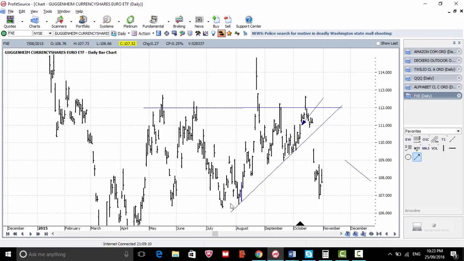So let's continue to move forward in this trade. You can see the euro continuing to move down, right? So this is now the 4th of November.